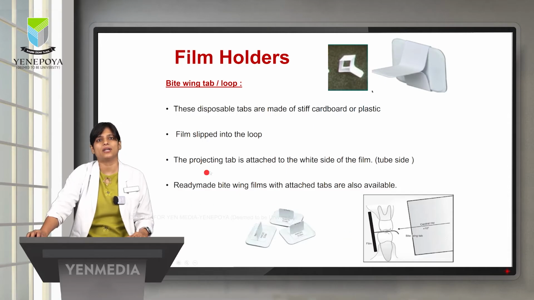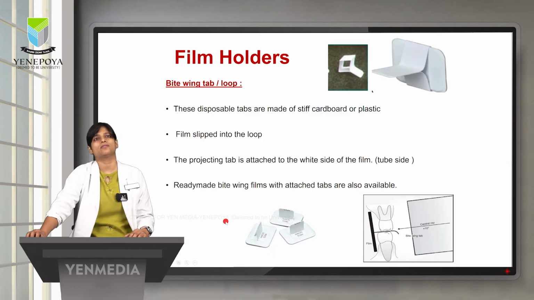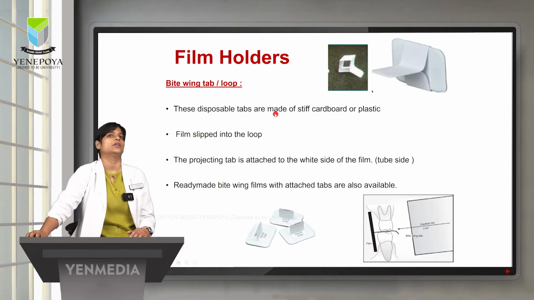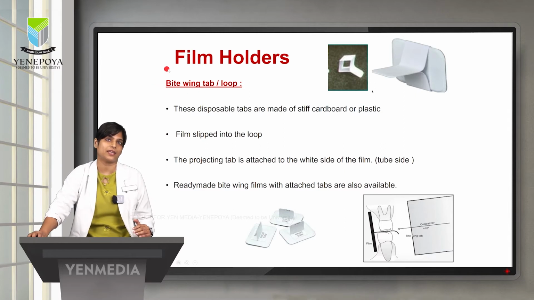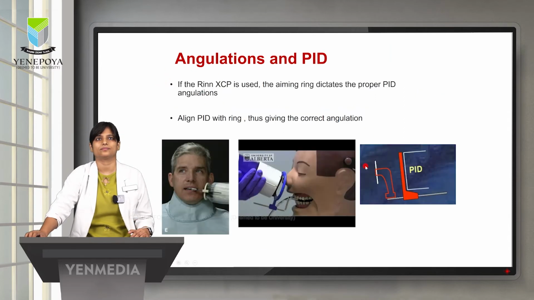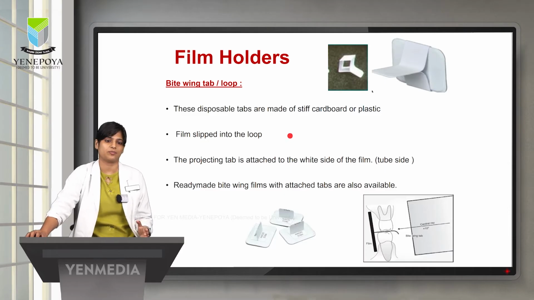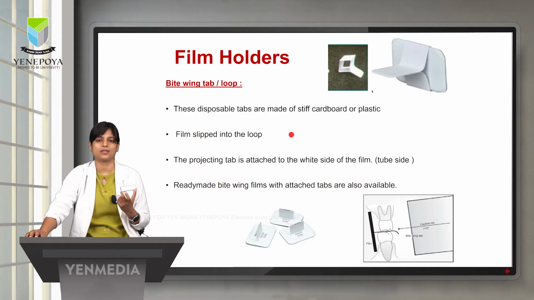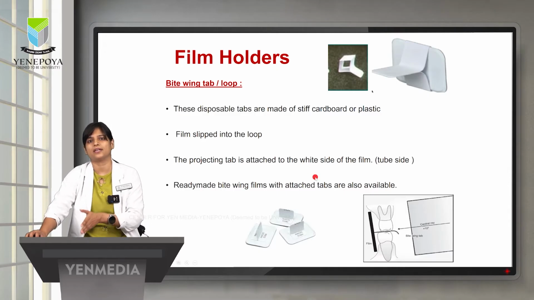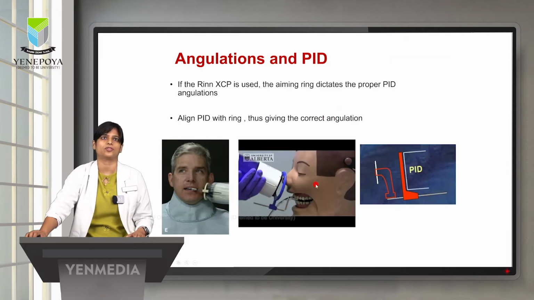Then we also have the ready-made bitewing film, such as this film over here, where the tab is already glued to the film. These are the various types of bitewing tab loop, and you can clearly see where the name bitewing came from. The only disadvantage of the bitewing is that it is technique sensitive as compared to the RINN XCP. In XCP you have the aiming area, so the angulation is not taken into consideration, whereas over here you just place the film and the angle is very much important, which I will talk about shortly.